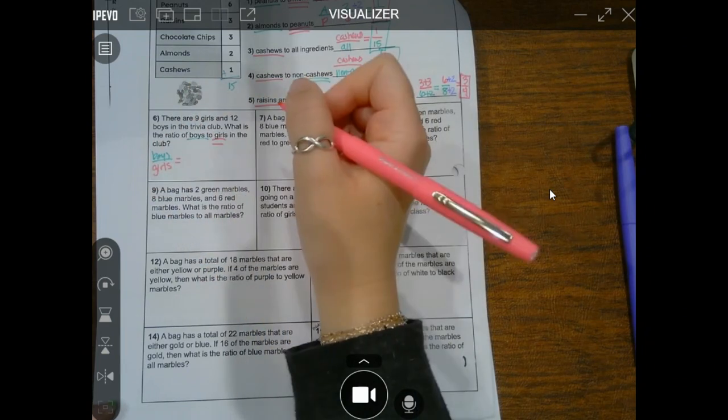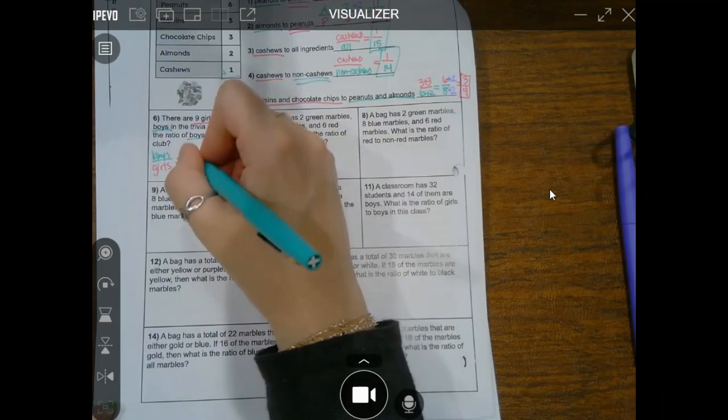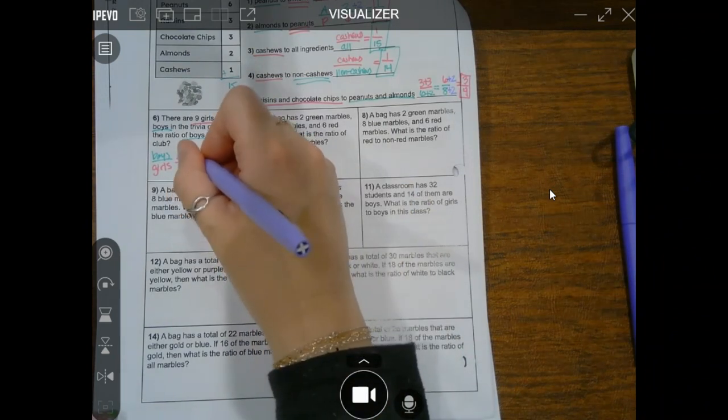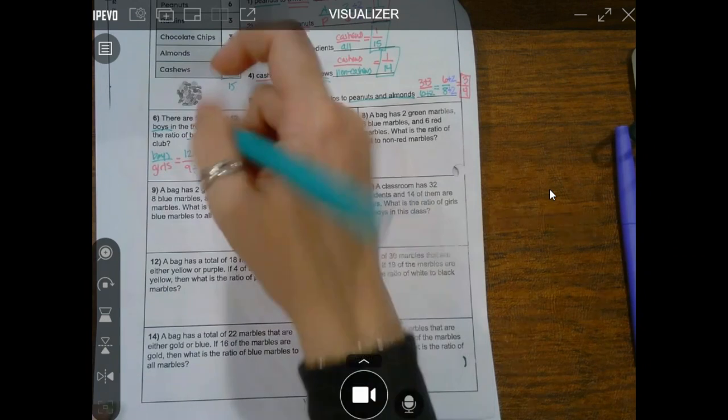Okay, so do we know how many girls there are? Yes, there was 9. Do we know how many boys there were? Yes, there was 12. Okay, there we go. Now the only thing I need to do is look to see if I can reduce it. Can anything go into both? Hopefully you said 3. And then what does that reduce to?